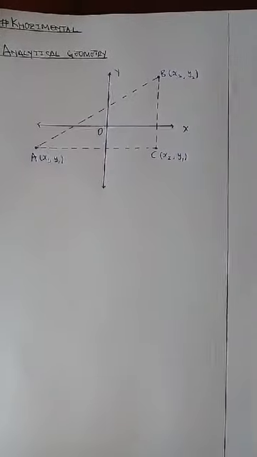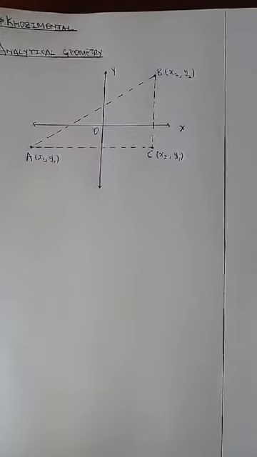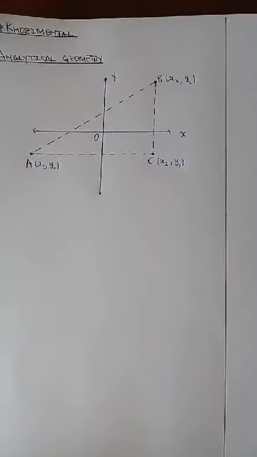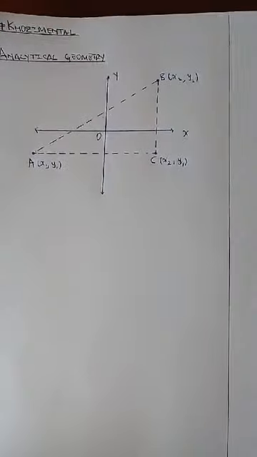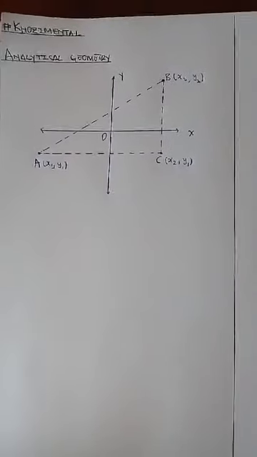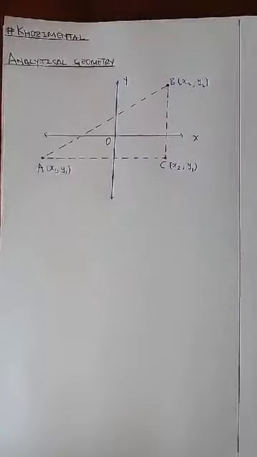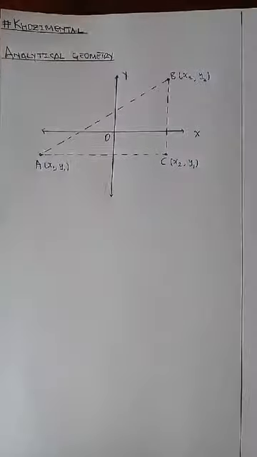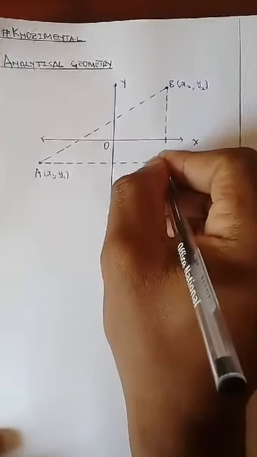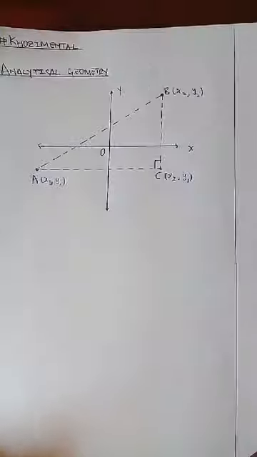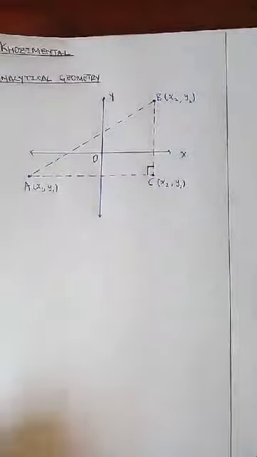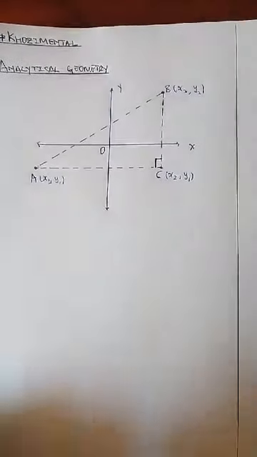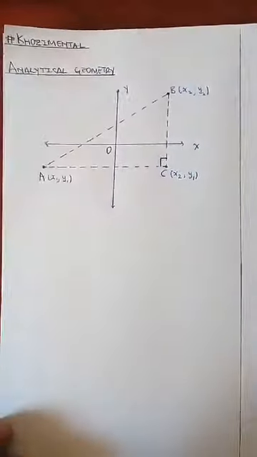And I must say that if you haven't seen my trigonometry lessons, it will be helpful if you try to access them, because that's where we started with introducing right-angled triangles, Pythagoras and all that. So this is what we have, and where does analytical geometry come from?